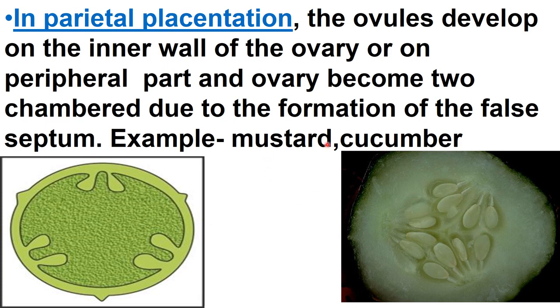Now you can see here the example of parietal placentation. It is found in mustard and cucumber. So this is cucumber, and you can see this is the peripheral position, or the inner wall of the ovary. With the inner wall of the ovary, these are ovules. These ovules are attached like this to the inner wall of the ovary.